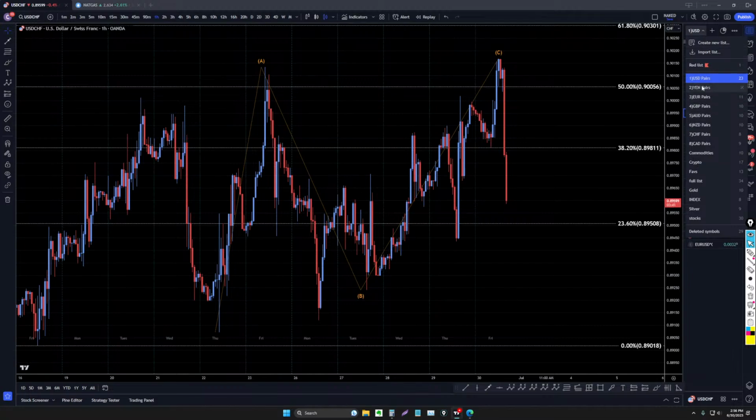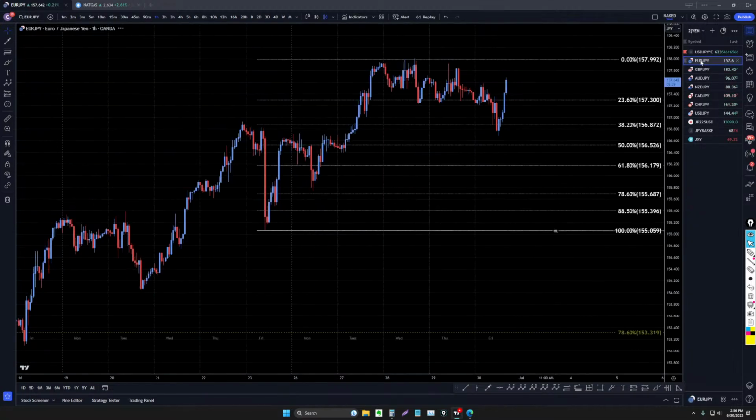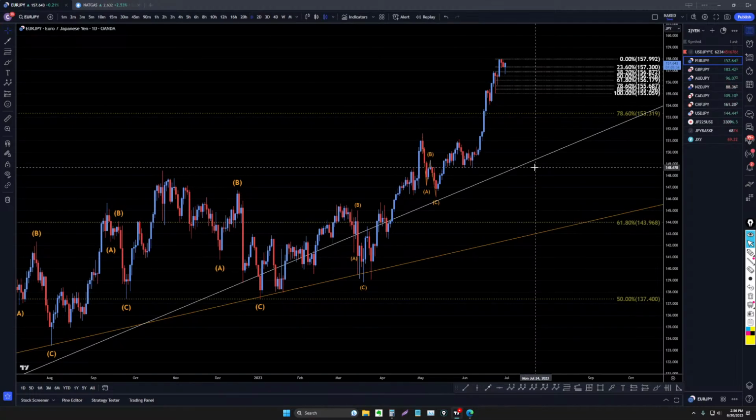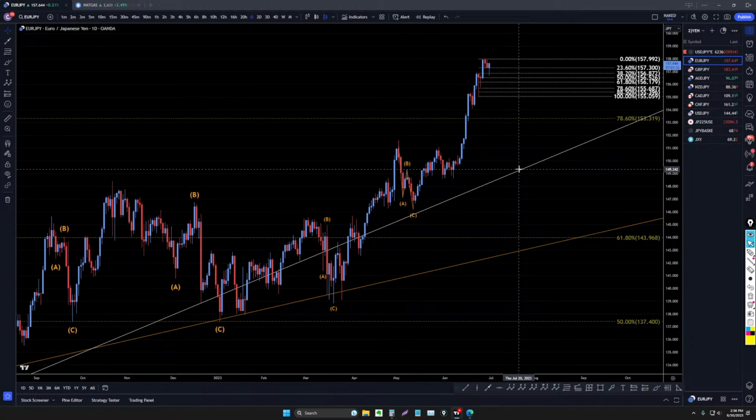Alright, yen pairs. Look at the yen, it's going up again. Yep, definitely still going up. There really isn't much to say about the yen pairs except I would do nothing on the yen pairs except look up.